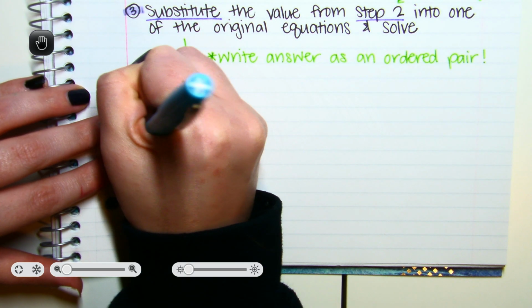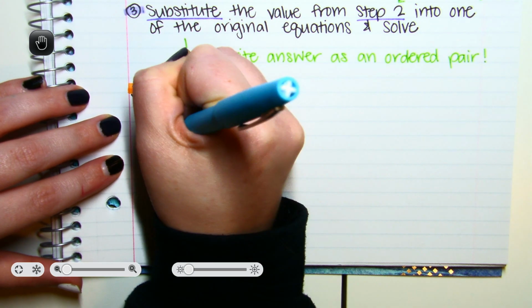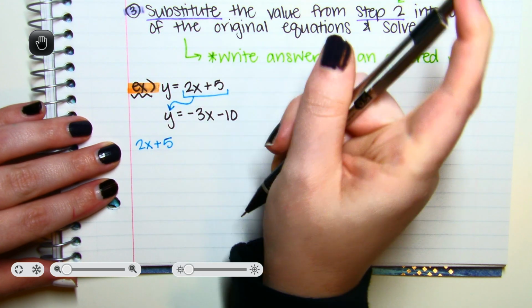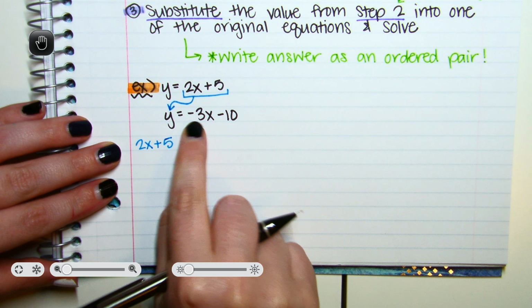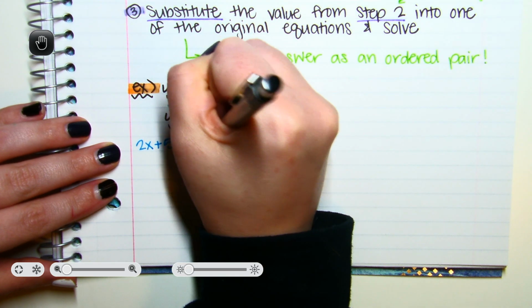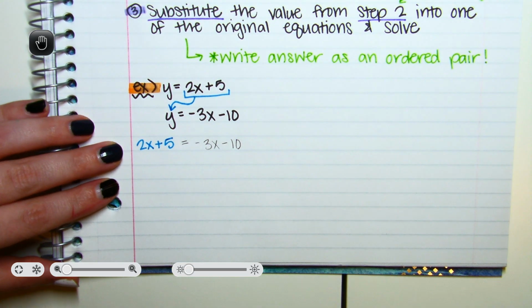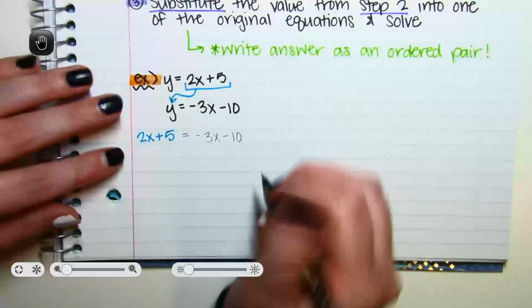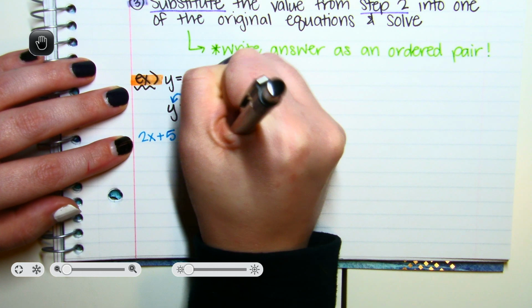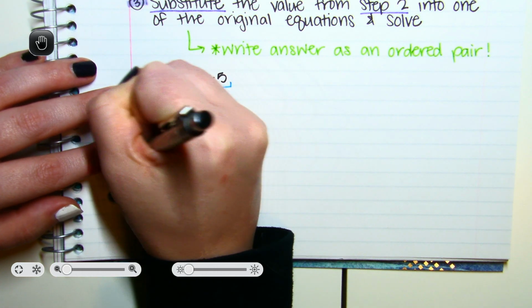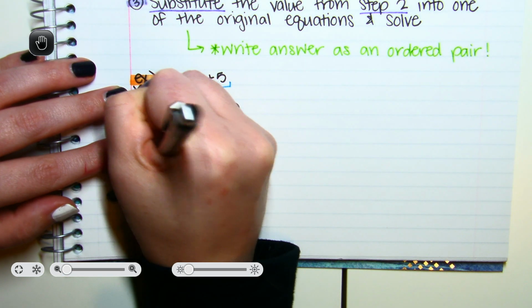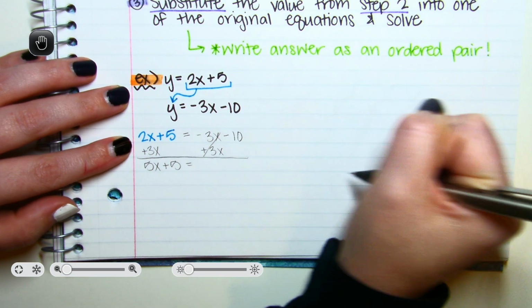So I'm going to write 2x plus 5. So I'm plugging it in where I saw the y, equals all of this, the negative 3x minus 10. Now I can simplify, so I want to get all of the x's together. I personally prefer to get them all on the left, so I'm going to add 3x to both sides. So then I get 5x plus 5 equals negative 10.